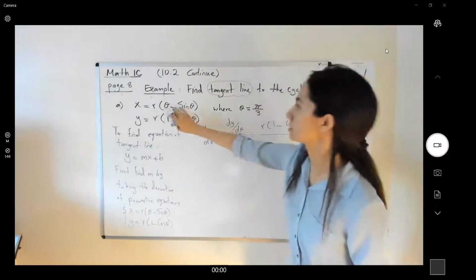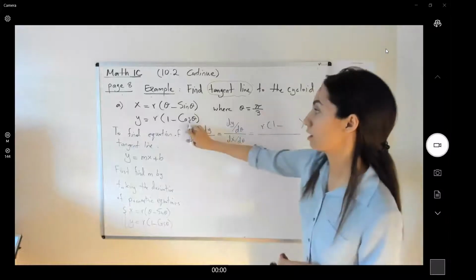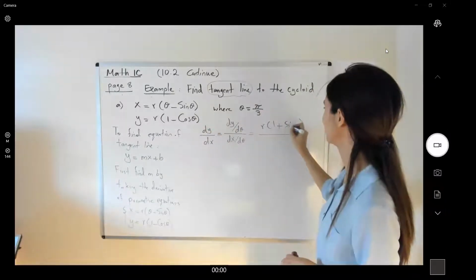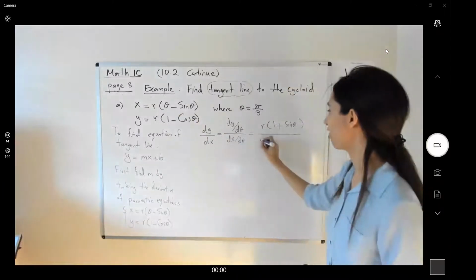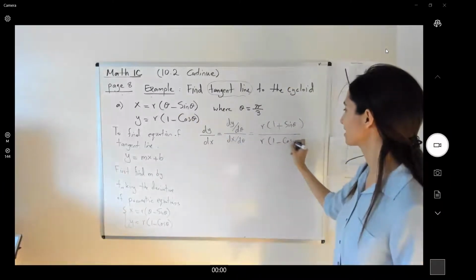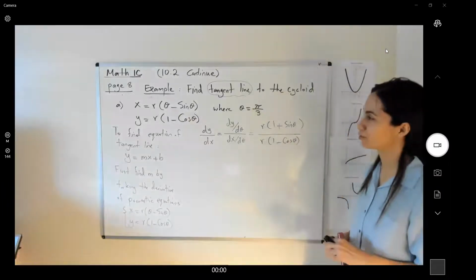I made a mistake, yes. So the derivative of this guy, cosine, is minus sine, so it's plus sine. Okay. And then the derivative of x, r times 1 minus cosine theta. This is the derivative of these parametric equations.